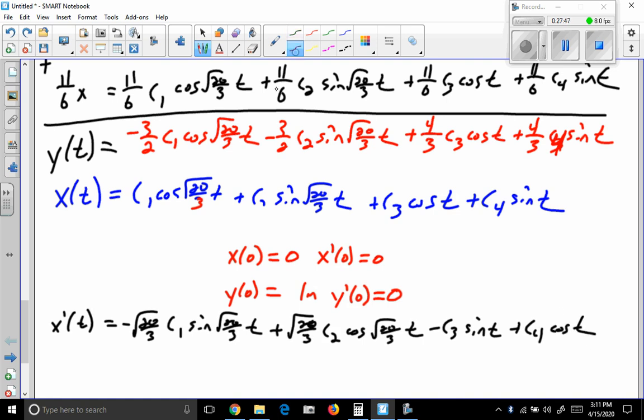So if we substitute our original, every place we have a sine of 0 is 0. So when we substitute 0 in, that's gone. When we substitute 0 into that one, it's gone. So we get C1 cosine of 0. Cosine of 0 is 1.